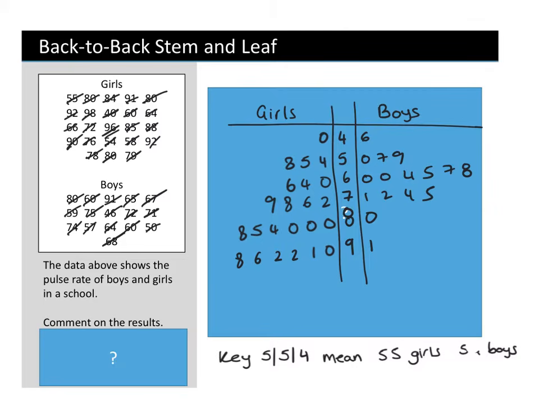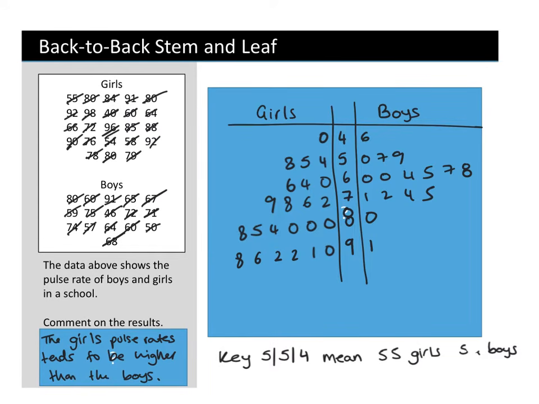Yeah, the girls, if you look at the data here, it's more leaning towards the 80s and 90s, whereas this data is more focused on the 60s, you know? So actually, from the data, the girls' pulse rate tends to be higher than the boys, doesn't it? So you'd write that. The girls' pulse rates tends to be higher than the boys. Okay, so that's nice and easy.